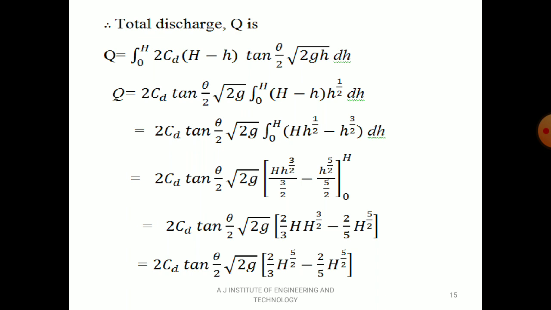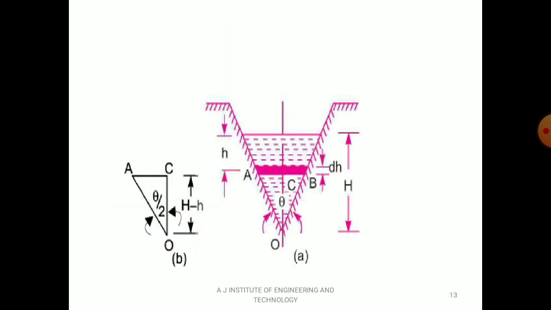Now I forgot to explain about this theta by 2 concept. So the total angle over there is theta. We are considering one small strip at the center, so the angle gets divided by 2. So that is theta by 2. For the triangle, the angle AOC becomes theta by 2 because we are going to consider a small element at the center. So that angle is theta by 2.